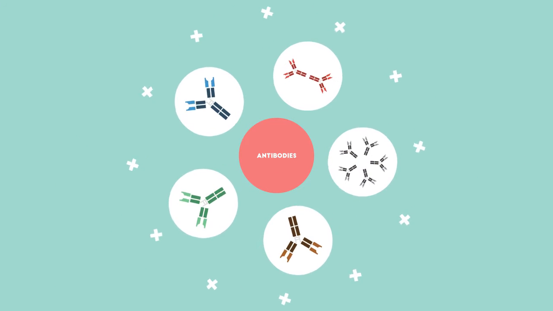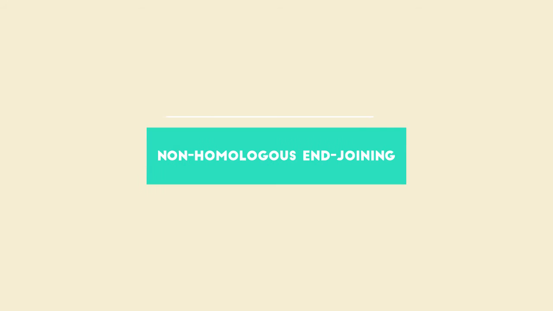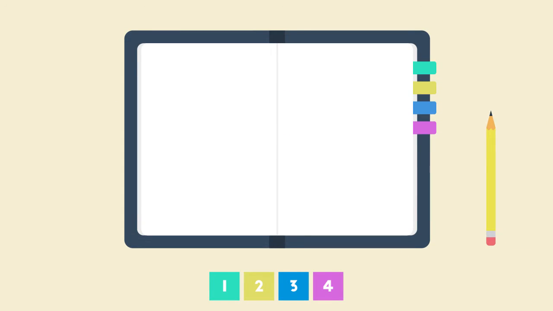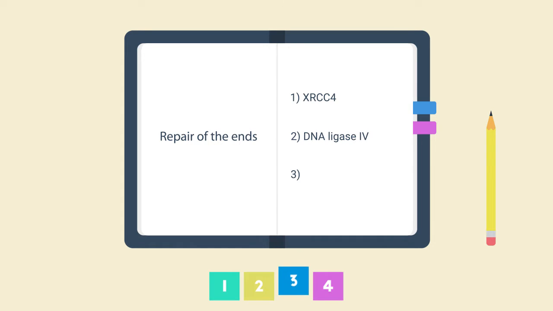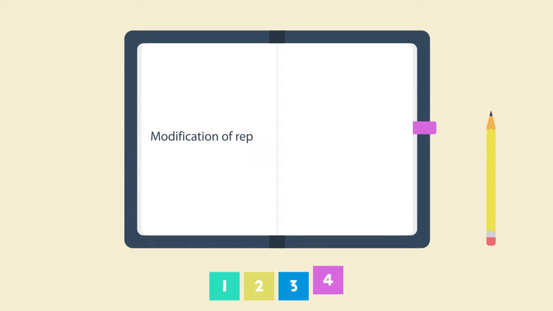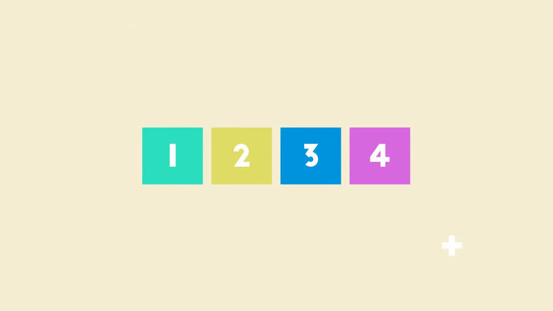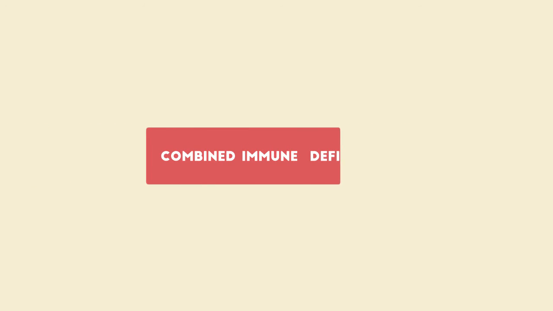Further diversity is added to antibodies with a process called non-homologous end joining. This is accomplished by one of four ways. One is site-specific cleavage by RAG1, RAG2, HMG1 and 2, recognition of cut ends by DNA PK, Ku70 and 80, repair of the ends with XRCC4, DNA ligase 4, and Artemis, and modification of repair with TDT. All of these things will add further diversity. A deficiency in one of these processes can lead to severe combined immune deficiency.